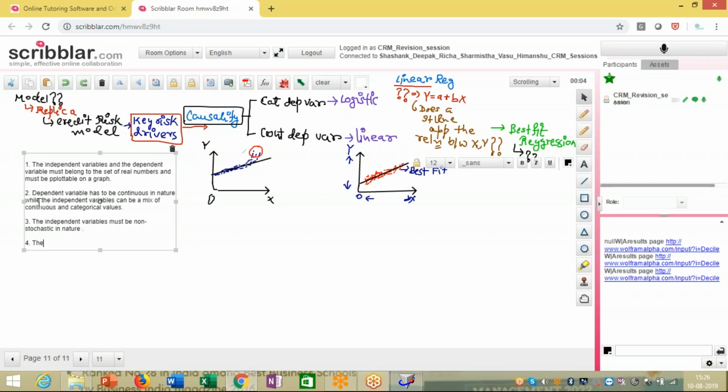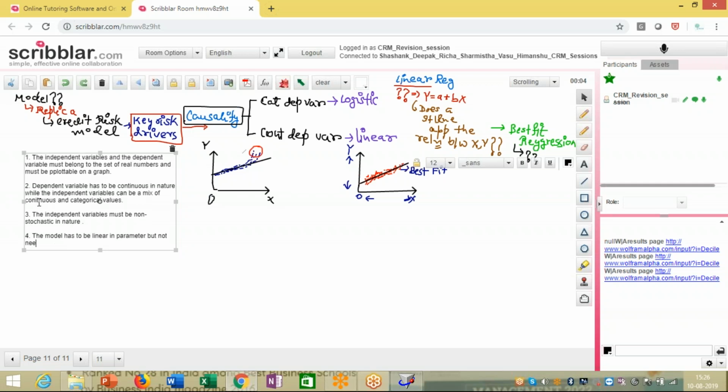Number 4. The model has to be linear in parameter, but not necessarily in variables. So the model has to be linear in parameters, but not necessarily in variables.